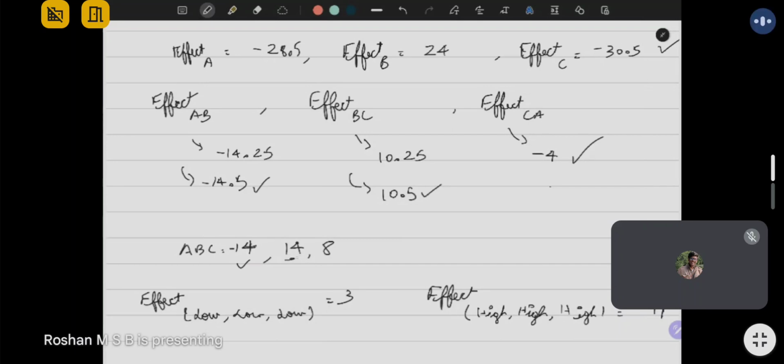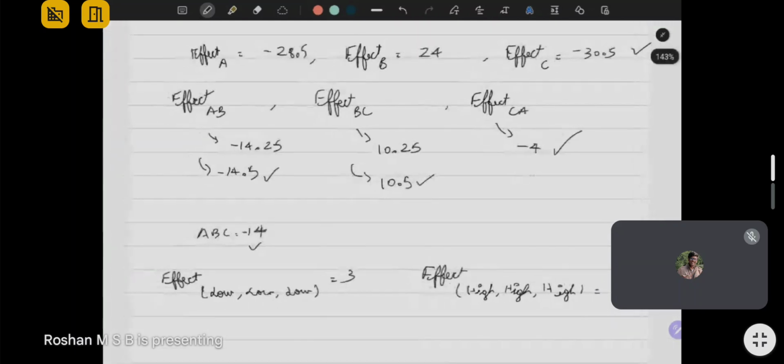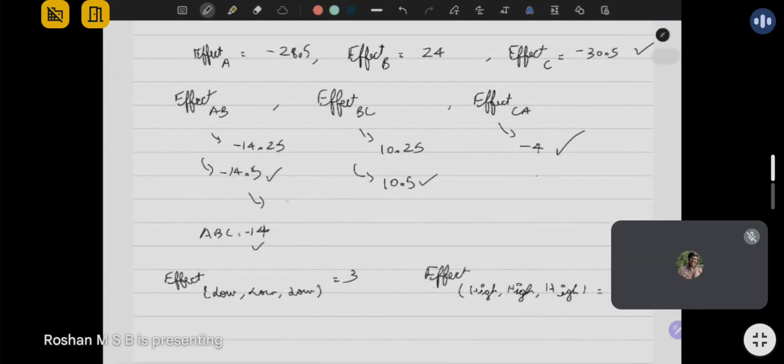Who else got plus 14? It's minus 14 only, not plus, it's minus. In a similar case, I think you'll get 7.25 and minus 7.25. Here you'll get 5.25 and minus 5.25, I guess. Here it will be minus 2 and minus 2.